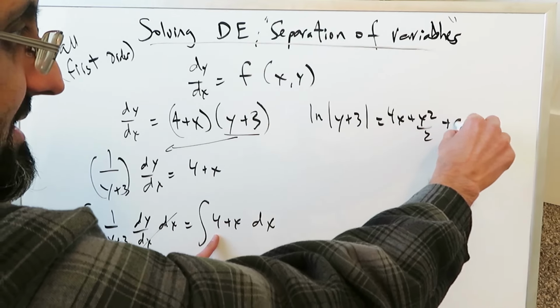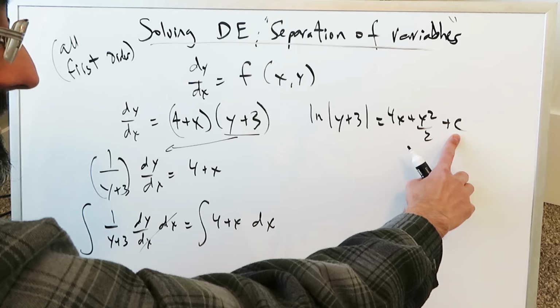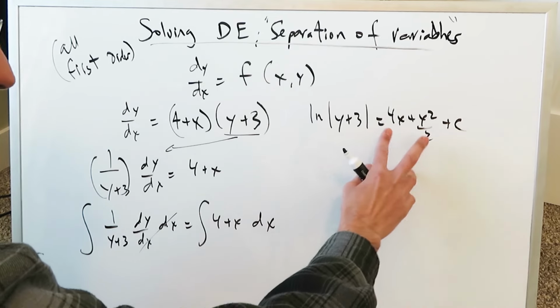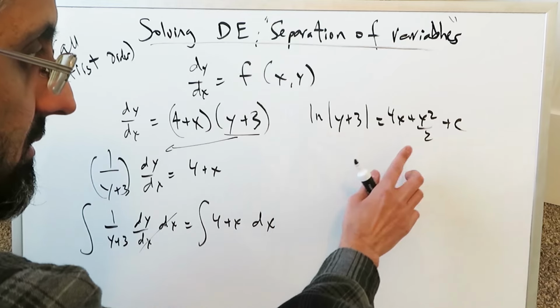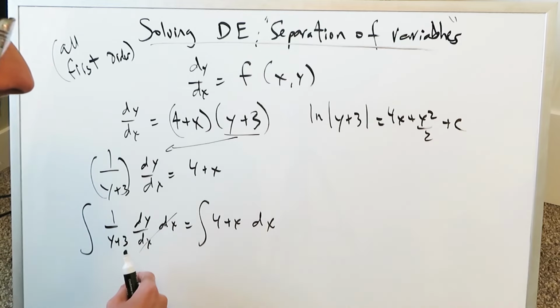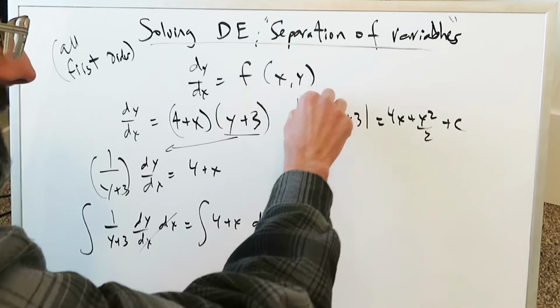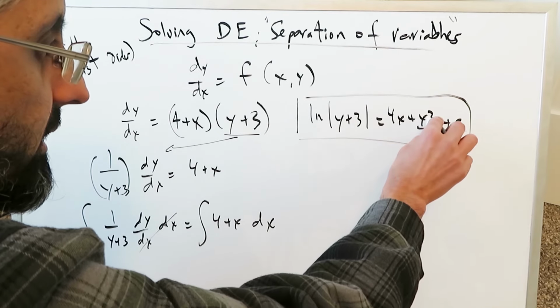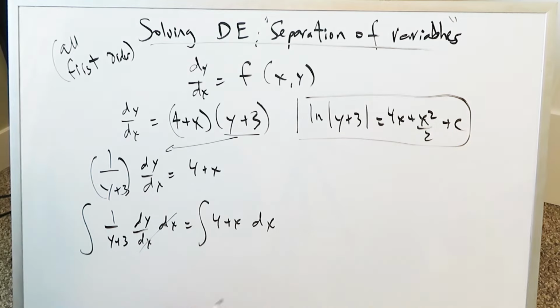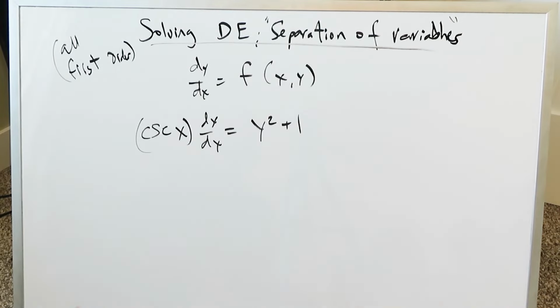over 2 plus c. Now here you cannot do a substitution to get rid of the natural log, because you can only do that trick I showed you in the previous question when you have natural logs across, so they would be removed by the end of this entire procedure. So you would have to keep this as your final answer. Natural log of y plus 3 is equal to 4x plus x squared over 2 plus c, and that would be your answer. Let's look at this one right over here.